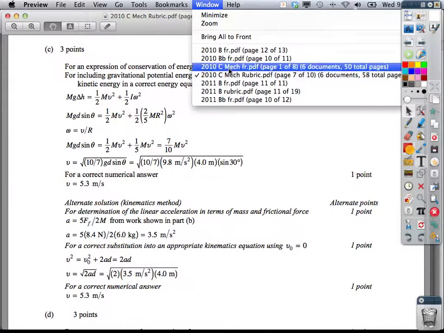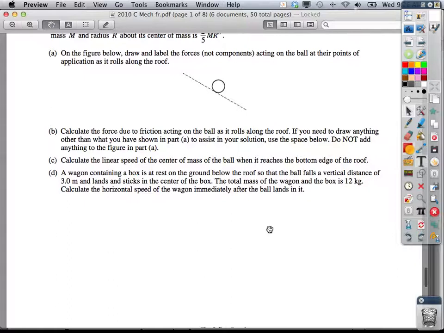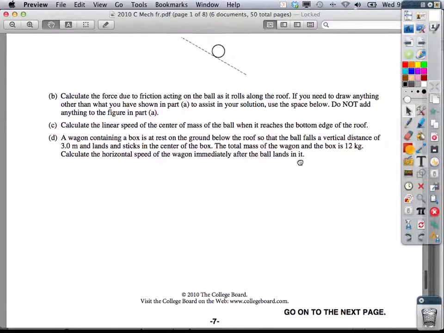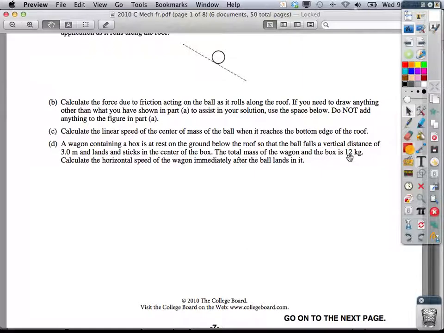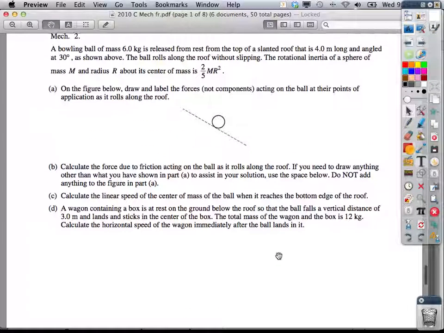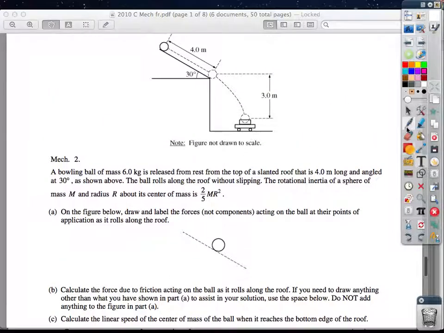So then we go back and look at part D. A wagon containing a box is at rest on the ground below that falls vertically, and the total mass of the wagon and the box is given. Calculate the horizontal speed. Okay, so we don't care. This is going to have some velocity like this, and I don't care about vertical at all. It doesn't matter. So we just care about Vx. And then it's just Pi equals Pf.